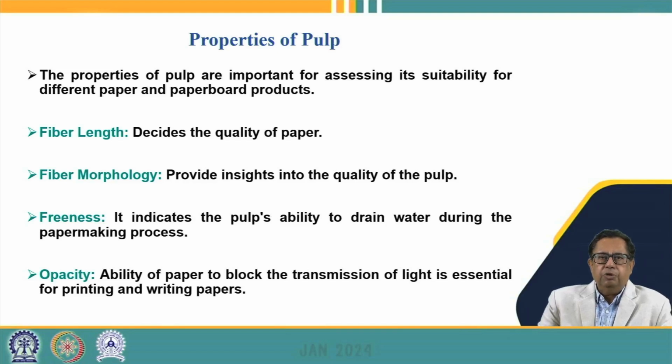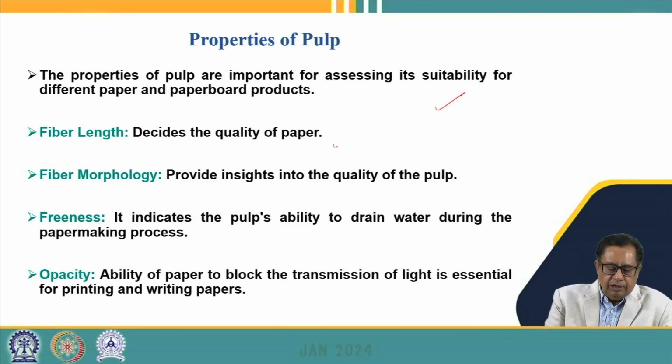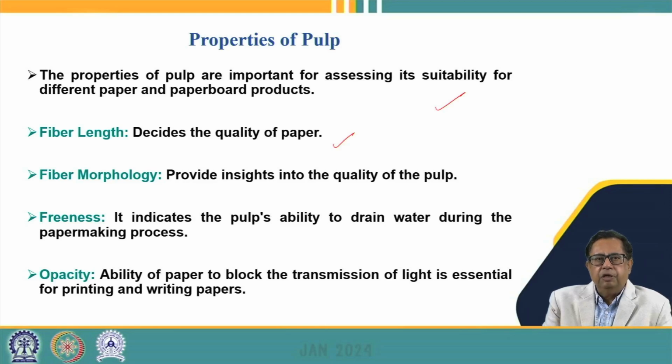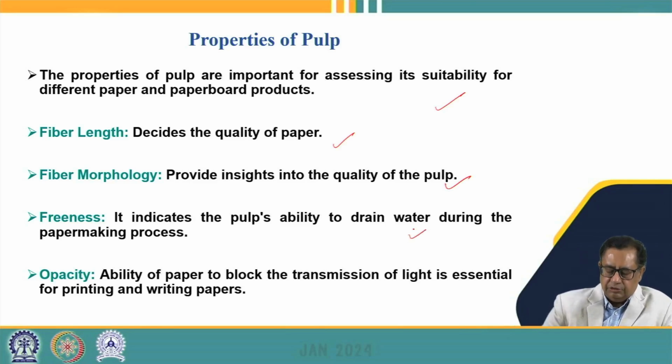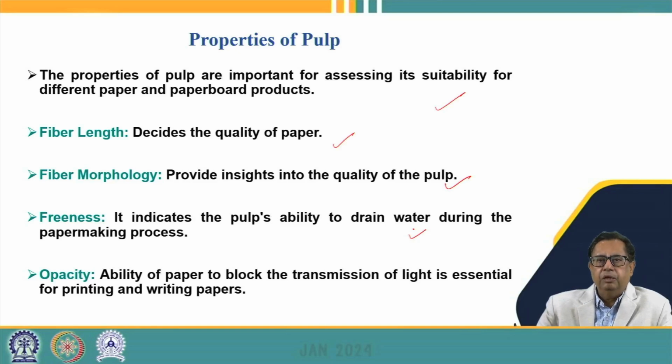Then we can have a number of properties of the pulp that is generated, so that we can have suitability for different types of papers or paperboard products that we are generating out of it. We can have the fiber length, which decides that if the fibers are long, we have already discussed, if the fibers are short, it may be a weak paper. If the fibers are long, it may result in a strong paper. Similarly, the fiber morphology also gives us insight regarding the quality of the pulp. And the freeness tells us about the ability of the pulp to drain water during the paper making process. So the higher the pulp's ability to drain the water, the better it is.